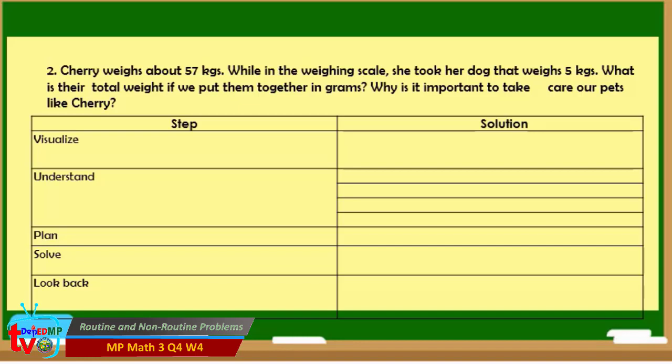Number 2. Cherry weighs about 57 kilograms. While on the weighing scale, she took her dog that weighs 500 kilograms. What is their total weight if we put them together in grams? Why is it important to take care of our pets like Cherry? Again, follow the same steps. Visualize, understand, plan, solve, and look back.